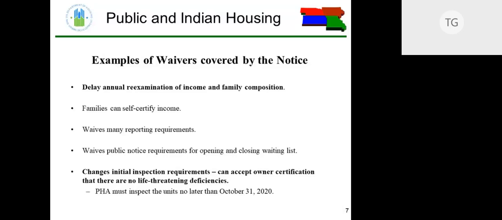Housing Choice Voucher agencies can accept owner certification that there are no life-threatening deficiencies. This will help the PHA inspectors that have to go into the units to inspect, often with others present. The PHA is not exempt from inspecting the units. They want to ensure the safety of the program participant. The waiver states the units must be inspected no later than October 31st of 2020.